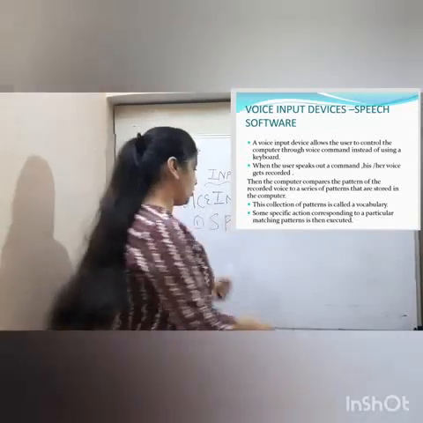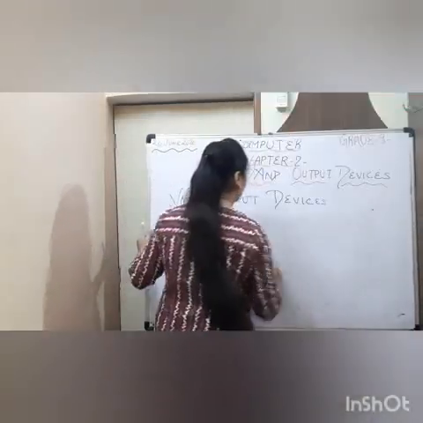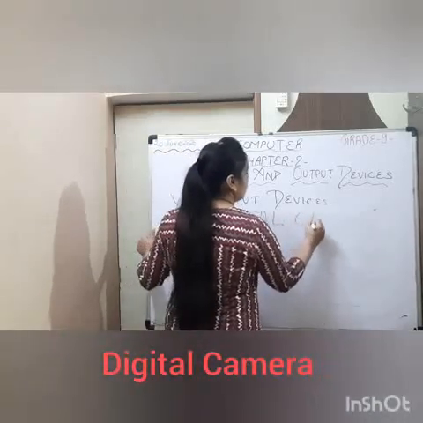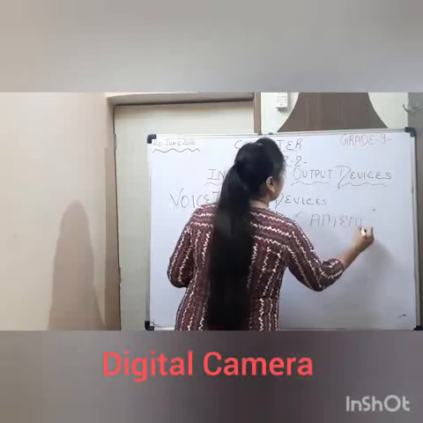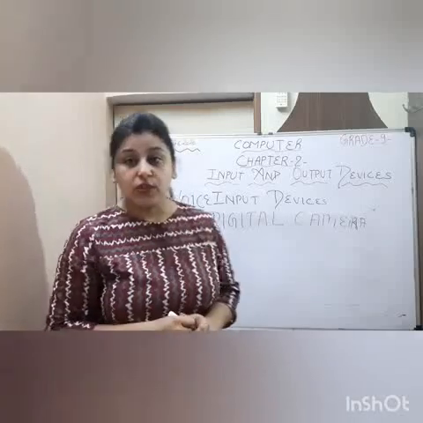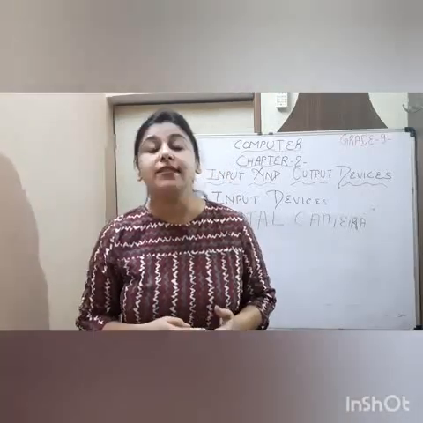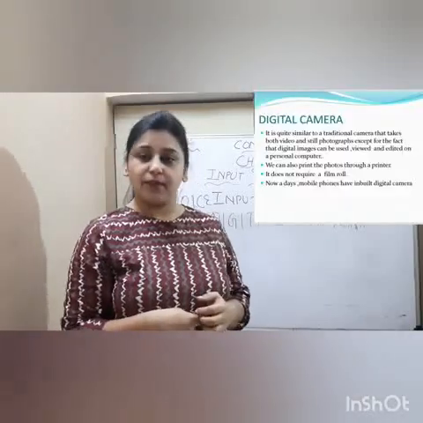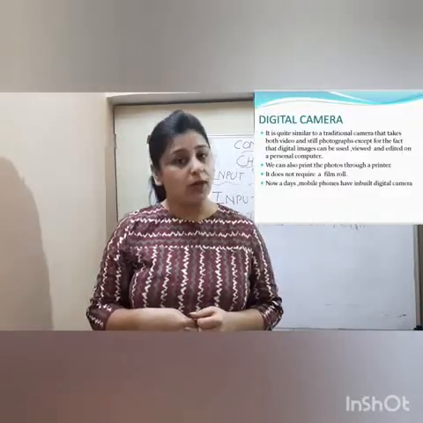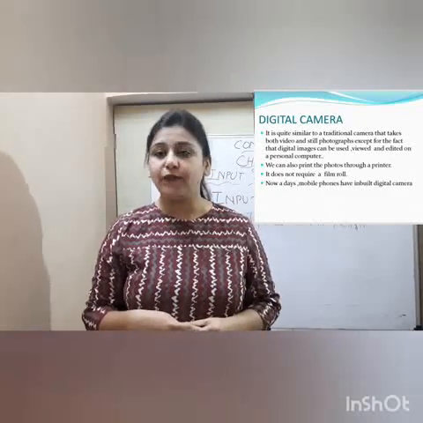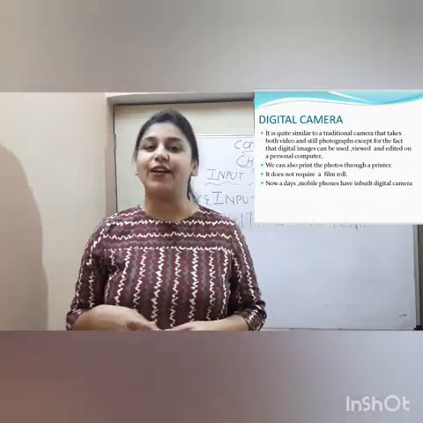The next input device is your digital camera. A digital camera is also known as a digicam. Okay, it is an input device which is used to input video and still photographs, except that digital images can be used, viewed and edited on a personal computer. We can print the photos through a printer. It does not require a film roll. Nowadays, mobile phones have an inbuilt digital camera or a digicam.